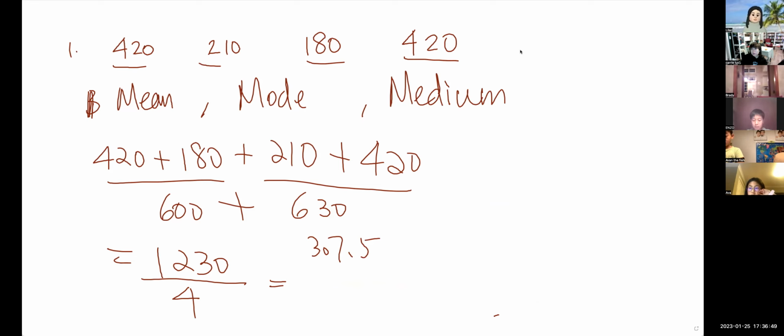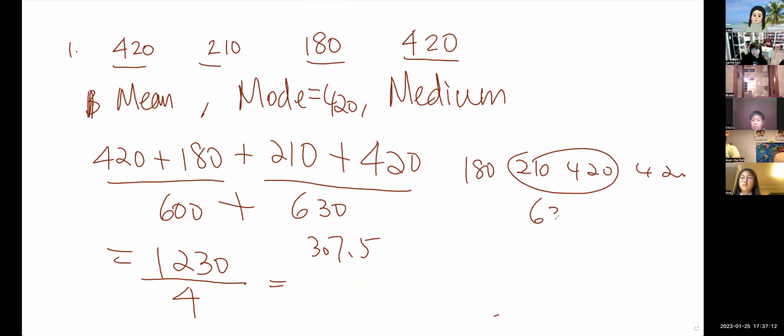So Athene, 315. How did you get this one right? So 600 and 630. 1230. Yeah, the calculation is a problem. Mode is right, 420. And median is 350. 210, and 420, and 420. Okay, so almost just these two. So 630 divided by 2, 315.